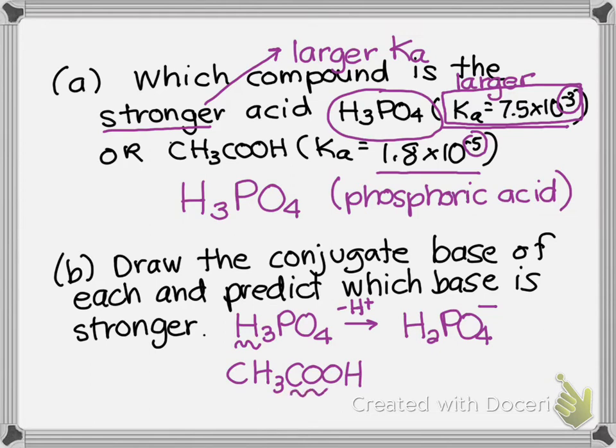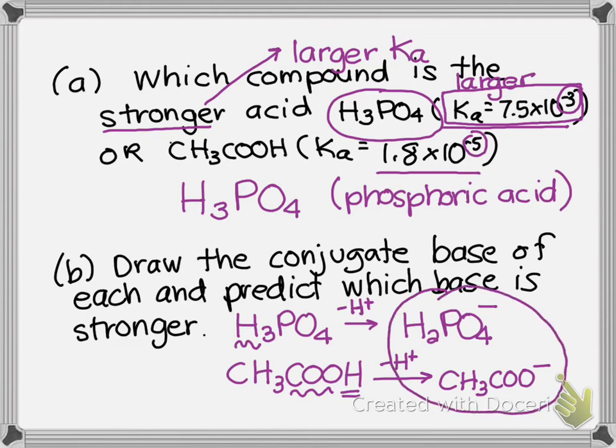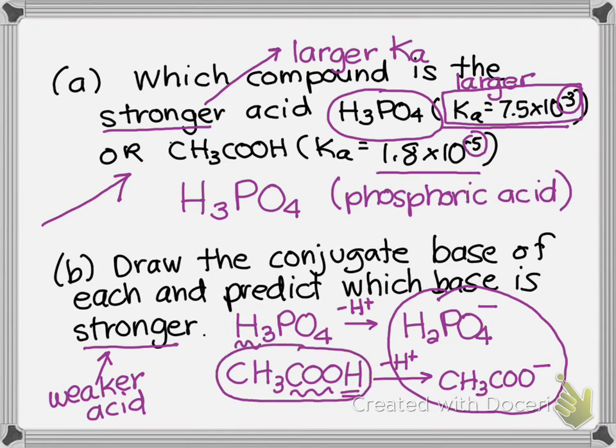Acetic acid, here's my COO, so this is the H that's going to come off. So if I take an H plus off, I get CH3COO. The H is going to come off, and it leaves a negative behind. So these two formulas right here are my conjugate bases. What I know is that the weaker acid will have the stronger conjugate base. And so predicting from letter A that H3PO4 is the stronger acid, then I would know that acetic acid has a stronger conjugate base.